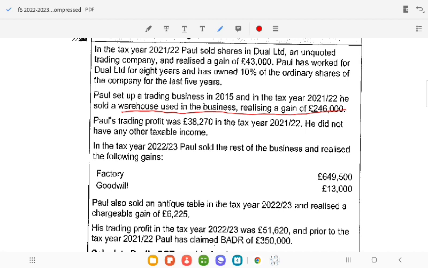So that is why the asset doesn't qualify as an asset on which the BADR relief can be claimed. The condition that the business should be ceased is not met here, so that is why it won't be considered to attract BADR relief.